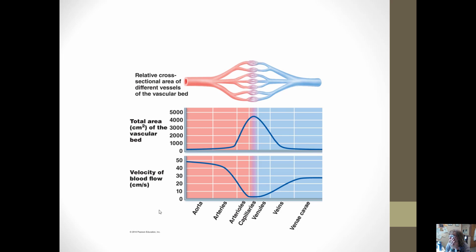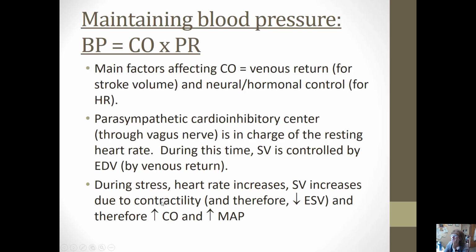And the reason why is twofold. We want to deliver blood to the tissues, and then we want it to be slow so that exchange can occur. And then as we decrease that cross-sectional area, velocity will increase.